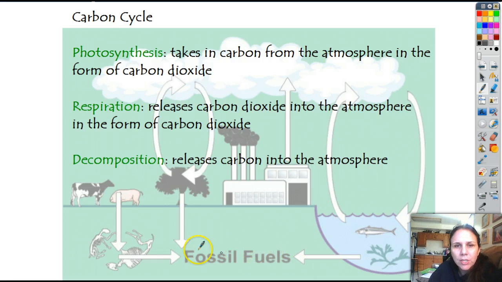Now, the carbon, as you can see, doesn't only cycle between plants and animals, but it goes up into the atmosphere. Modernization, or the Industrial Revolution, is a huge contributor to carbon into the atmosphere.